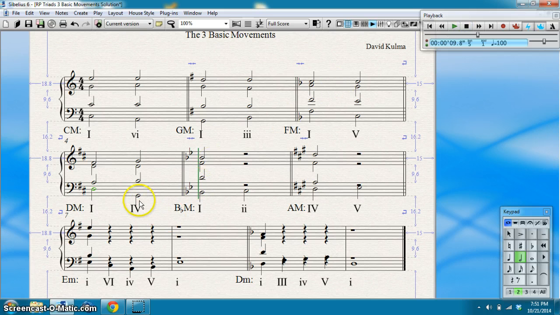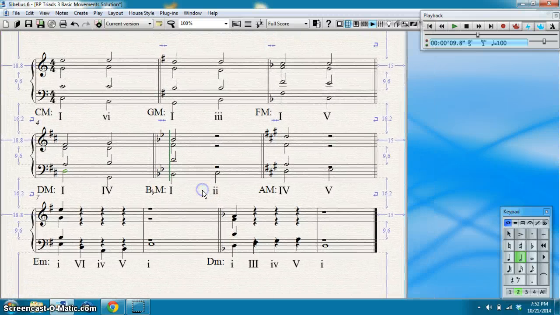Great. All right, so there's root movement by fifth. One common tone and two steps in the same direction. All right, so now root movement by second.